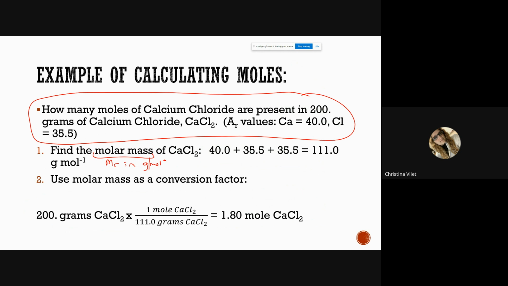Then, what we would do traditionally is we would use molar mass as a conversion factor. You would start out with your given, and this would be called your conversion. You would put an invisible 1 under here, and then you would cancel out the grams, and do 200 divided by 111, and that would give you the answer.